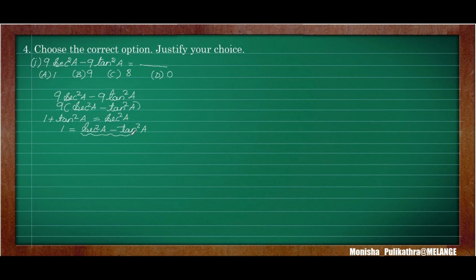So what is the value for secant square a minus tan square a? So secant square a minus tan square a is 1. So this we can substitute in this equation, right? So it will become 9 into, instead of secant square a minus tan square a, we can substitute 1. So 9 into 1 is 9. So the answer is 9. That is option B. So for the first sub question, the answer is B, 9.